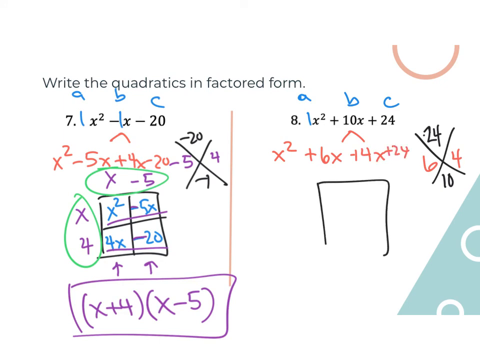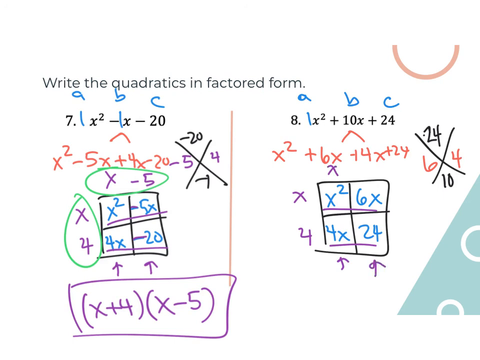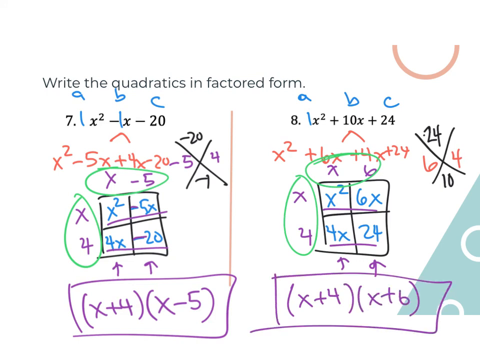Those four go inside the box. X squared, 6x, 4x, 24. X squared and 6x have an x. 4x and 24 have a 4. I keep saying like terms, you guys. I'm sorry. I mean, look for your GCFs. You're looking for GCFs there. Goodness gracious. So x squared and 4x, I have an x. And 6x and 24, I have a 6. So factor 1, factor 2, it looks like this. X plus 4 times x plus 6. And there you have it.